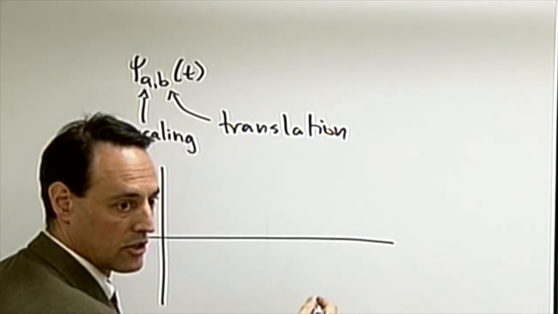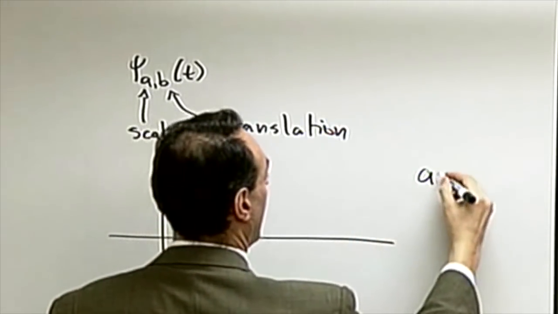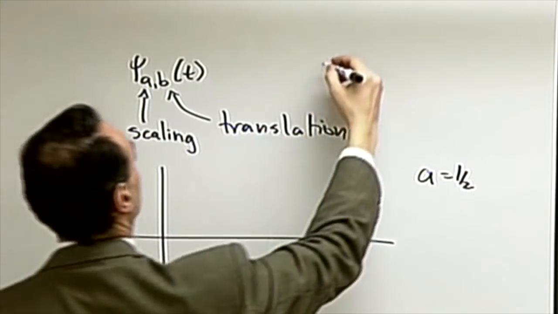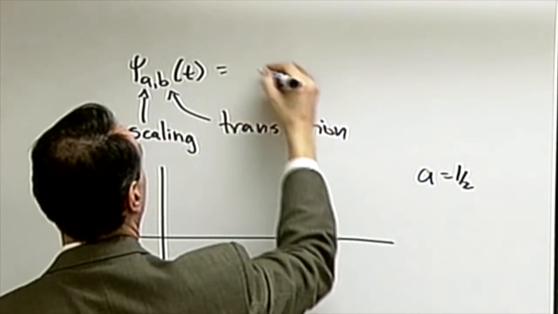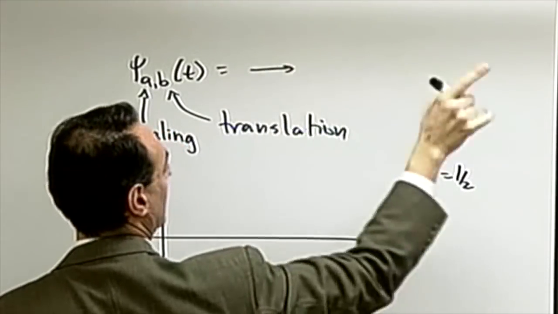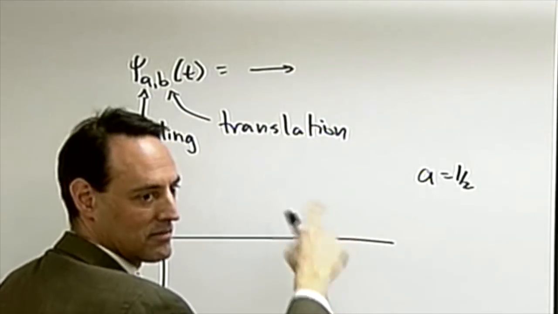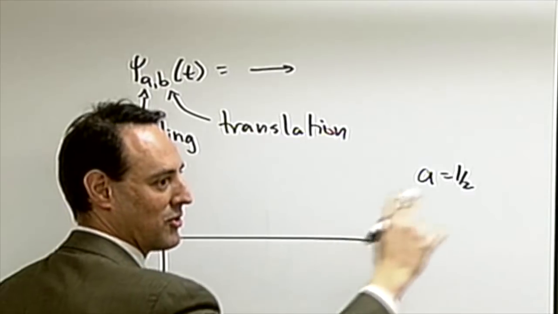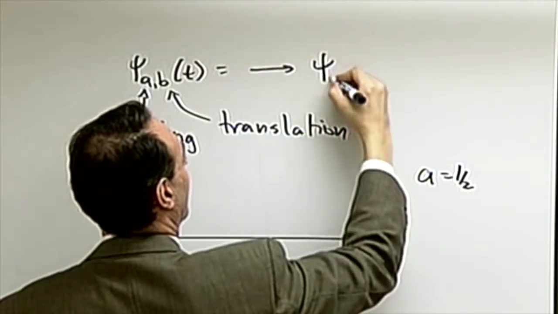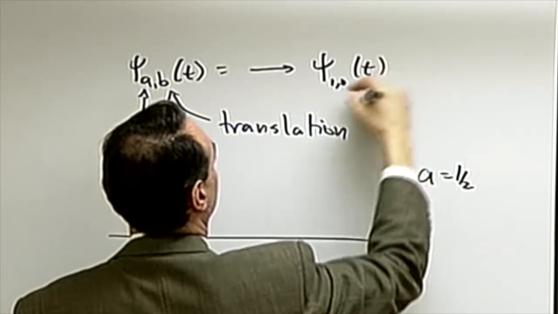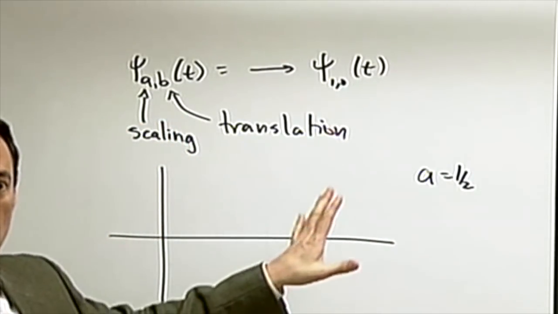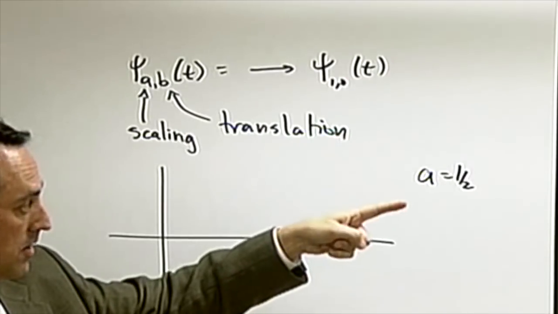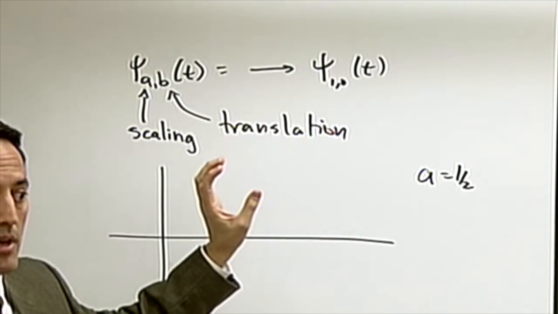And then I could compress it by saying, how about if I make A equal to half instead of 1? So in other words, the mother wavelet that I just plotted over there, when I draw an arrow, it means what I drew on that board two boards over. What I plotted over there was this, with A equal to 1, and it started at the origin. So that's the mother wavelet that we start with.